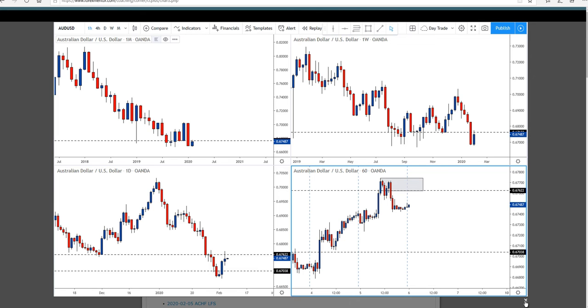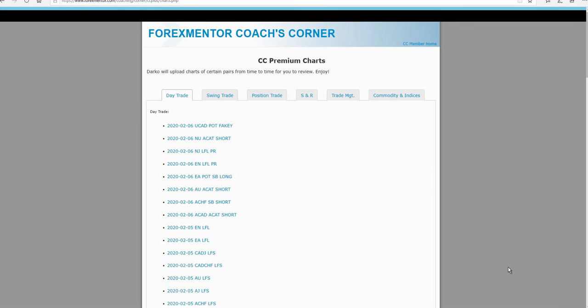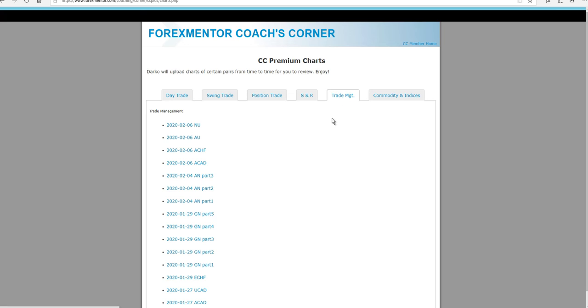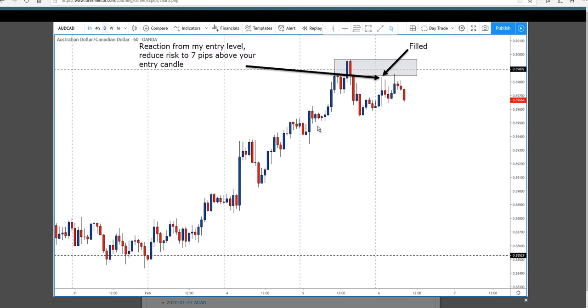Okay, now let's go have a look at a bit of trade management. And what Darko did is, people were asking about managing these trades, and look at this. Here's the AUDCAD trade, the advanced Aussie Canadian dollar. So what happens here? This is posted for our members. You can't go wrong here, folks.